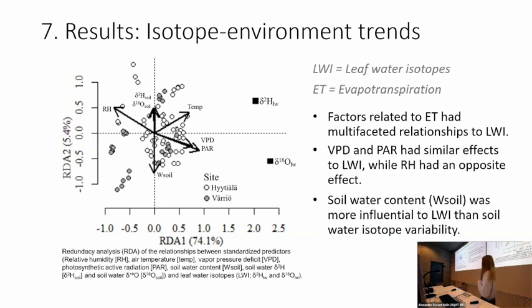Something that's interesting on the isotope level is that the source water isotope variability was not as important to the isotopes in the leaf water compared to the soil water content. That's interesting because some people can trace the precipitation, but the soil water content was more important here at these 2 sites.